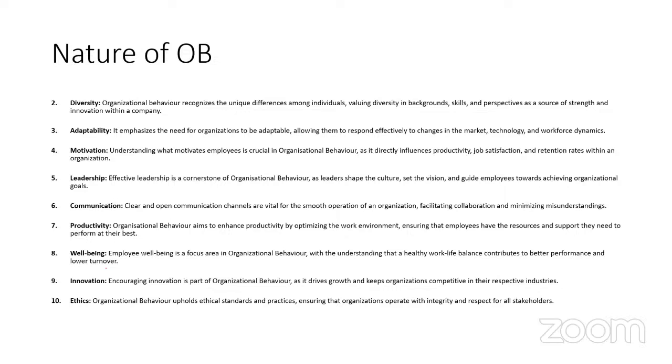Now, employee well-being is a focus area in organizational behavior, with the understanding that a healthy work-life balance contributes to better performance and lower turnover. We have discussed this, employee well-being is a very important area in organizational behavior. And employee well-being, not just professional well-being, but also personal well-being. No organization can say that even if the employees are having a lot of problems in their personal life, they can still be productive. No, it is the responsibility of the organization to make sure.